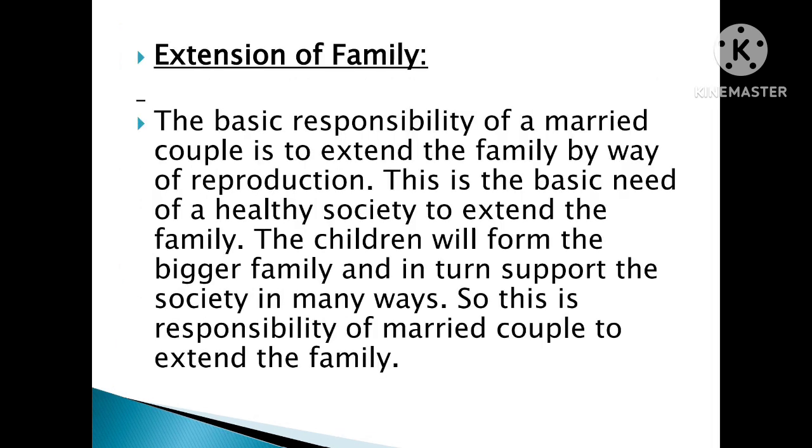The first point is extension of family. Let me read the definition once and explain. The basic responsibility of a married couple is to extend the family by way of reproduction. A very, very important thing. This is the basic need of a healthy society. The children will form the bigger family and in turn support the society in many ways. So this is the responsibility of a married couple, to extend the family. This is the prime function of a family.